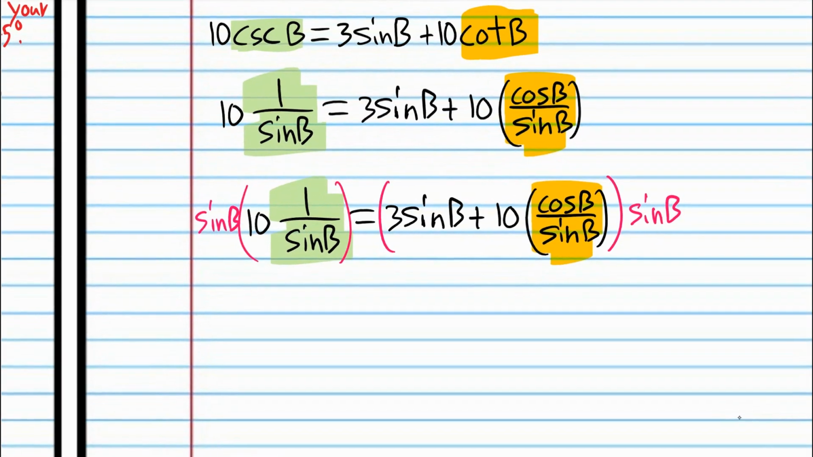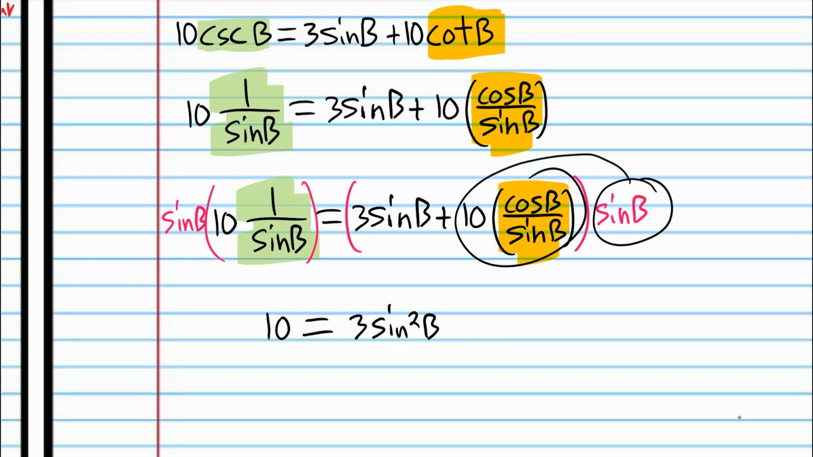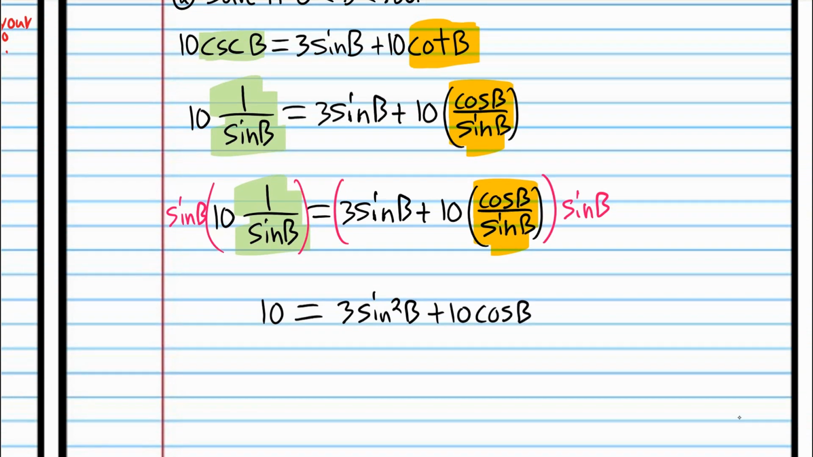And that's going to cancel out the sine b's on the left side of the equation, so we're just left with 10. And then it's very important to use distribution. You must use distribution. You're going to multiply sine b times 3 sine b to get 3 sine squared b. And you're going to multiply sine b times all of this, and the sines are going to cancel out, and that's the whole reason that we did that. So we get 10 cosine b. Okay, so let's look this over, make sure we did everything correctly. Looks like we did. But we still have a problem.